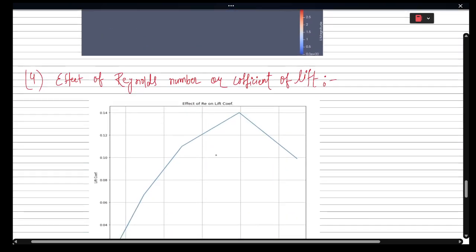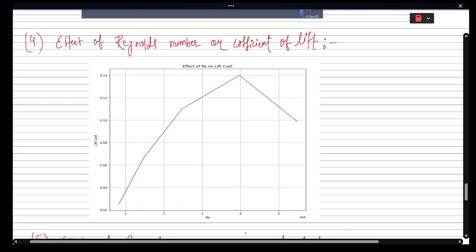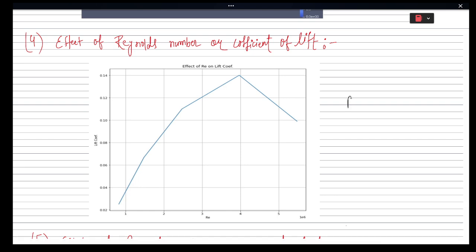Okay, so go to our fourth result, the effect of Reynolds number on coefficient of lift. First of all, you know the Reynolds number formula, Re = ρVD/μ. Here, the Reynolds number Re tells us about the nature of the flow, whether it is smooth, laminar, or chaotic, turbulent. It also affects the coefficient of lift, how much lift force is generated.